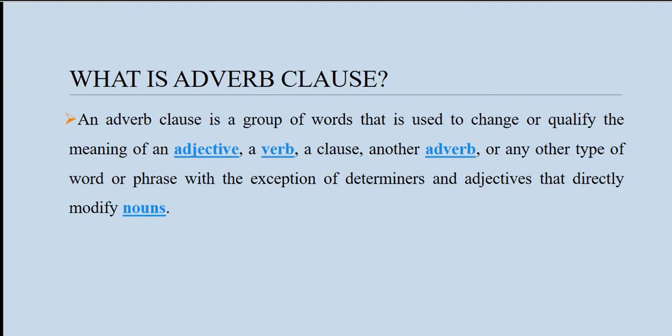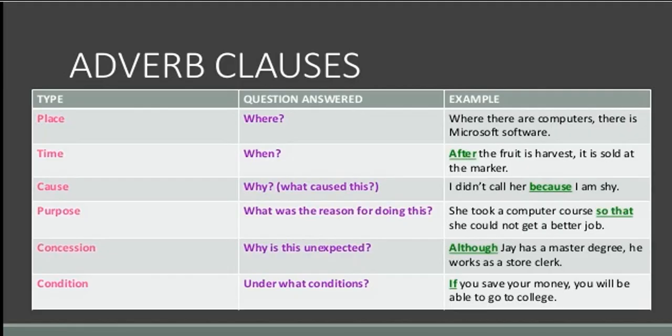So what is adverb clause or adverbial clause? An adverb clause is a group of words that is used to change or qualify the meaning of an adjective, a verb, a clause, or another adverb, or any other type of word or phrase, with the exception of determiners and adjectives that directly modify nouns. So these cannot be used with adverbs. Let's see an example. Adverbial clauses can be about place, about time, cause, purpose, concession, and condition. And they answer some questions, as you can see.